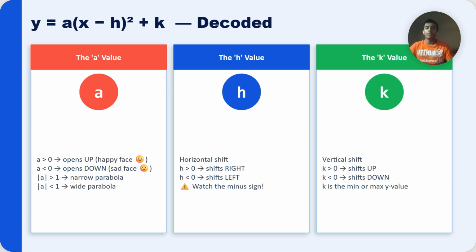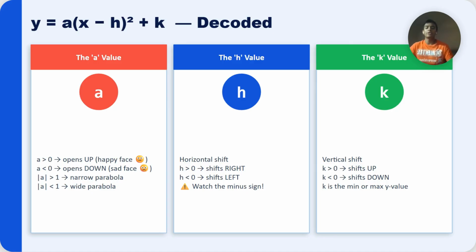Let's look at each part of vertex form. The a value controls direction and width. Positive a, parabola opens up. Negative a, it opens down. If a is bigger than 1 in absolute value, the parabola is narrower. If it's between 0 and 1, it's wider.